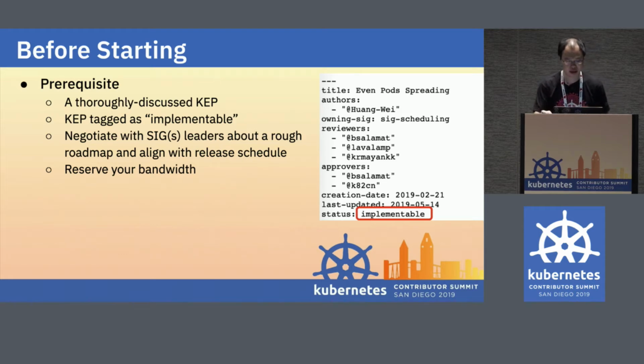To start implementing, you have to negotiate with the SIG leaders and say, okay, I want to get it implemented in the next release, for example 1.18, and be sure to reserve your bandwidth, because Kubernetes uses a 3-month release cycle. If you want to get it implemented in 1.18, then you have to get the code and test review prepared and ready before the end of the second month of the release cycle, because the end of the second month is usually the code freeze.